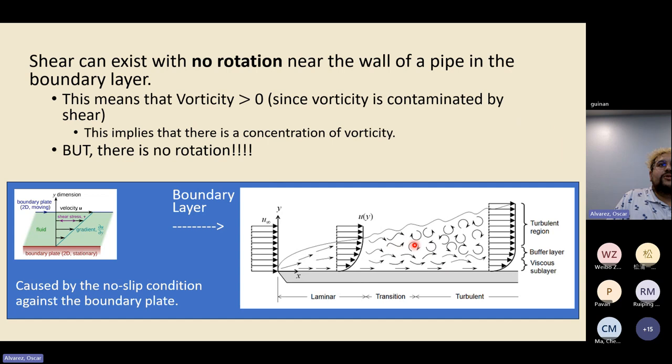You will have vorticity here. But you can see by this diagram that there's no rotation happening. It's just shear. There's no rotation. There's no what we think of as a vortex happening there.